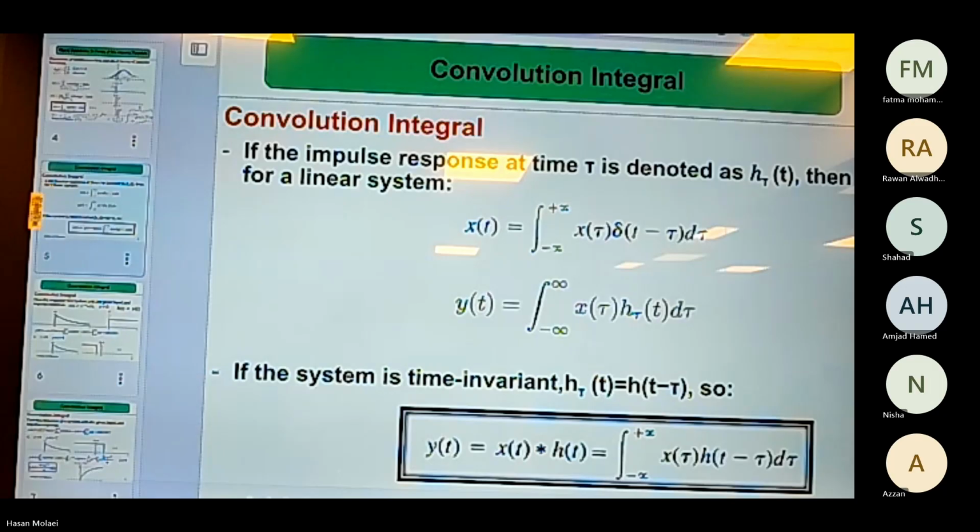So if I have h(tau, t), which is the impulse response of the system, what does it mean? I have a system, I apply delta t as the input, and I see the output, which I write as h(tau, t).